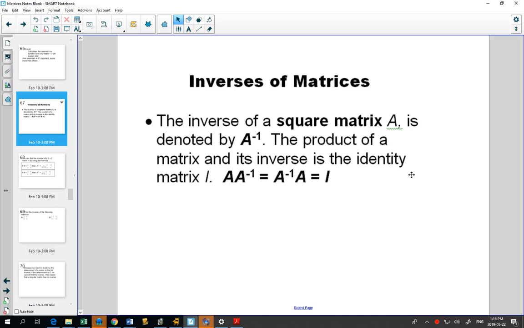Today we're going to see where that determinant can be used, and we're going to look at inverses of matrices. So we write the inverse of a square matrix as A inverse. Only square matrices have inverses, and when you multiply any matrix by its inverse, and it doesn't matter if the inverse is behind or the inverse is in front, you get the identity matrix.